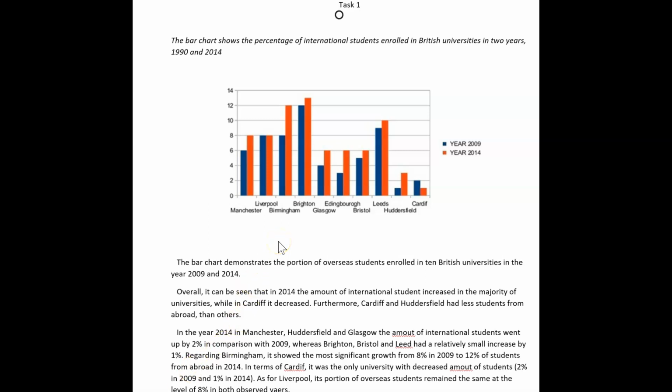So, bar chart, portion. I'd go with proportion. Proportion we talk about. We wouldn't really talk about a portion of students, we talk about a portion of food. But proportions, okay. Enrolled in 10 universities, okay. Overall community in 2014, the amount of international students increased in the majority, while in Cardiff it decreased.